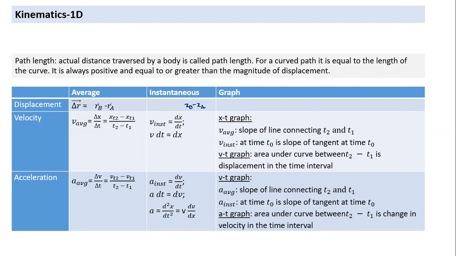Similarly, we have acceleration. Acceleration is equal to delta V by delta T. Instantaneous acceleration is dV by dt. And it can also be written as d square x by dt square. V is equal to dx by dt. So acceleration can also be written as d by dt of v, where v is equal to dx by dt. So it becomes, thus we write, d square x by dt square. Okay. And there's one more form in which we can write acceleration, as v dv by dx.